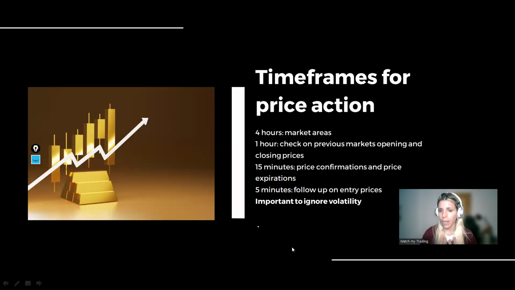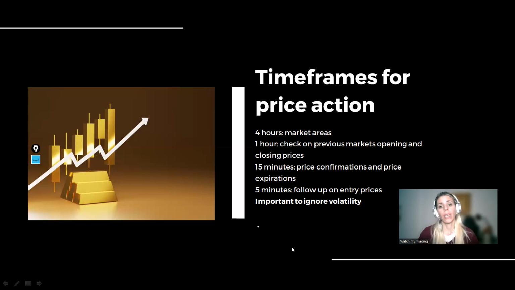So the scalping that we are going to learn how to do is between 15 minutes to look for the right confirmations, and then the 5 minutes to follow up the entry that we are going to have. What is a price confirmation? What is a price expiration? And all of that we're going to talk about later.